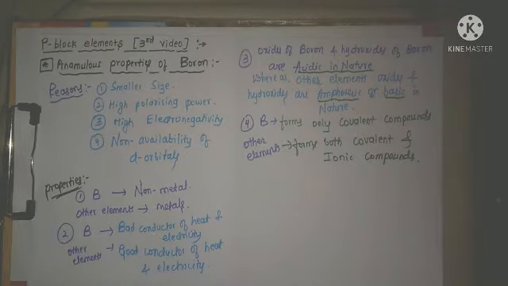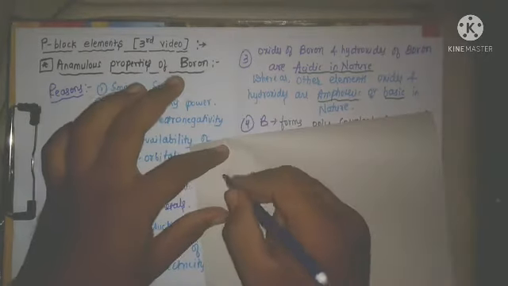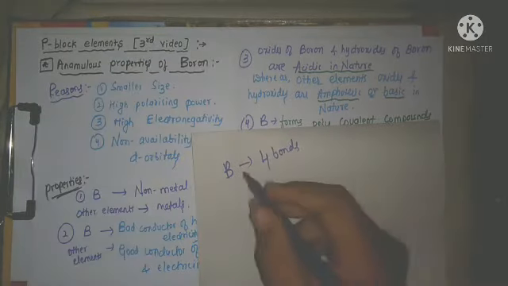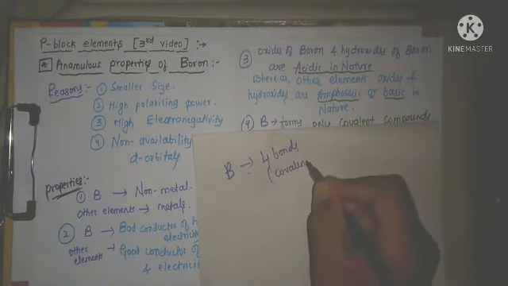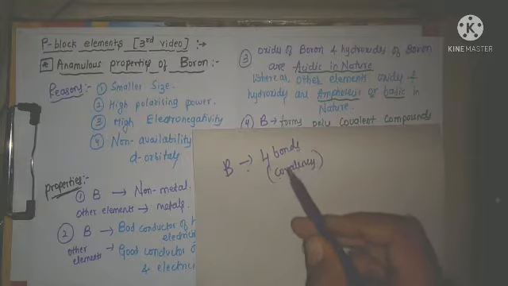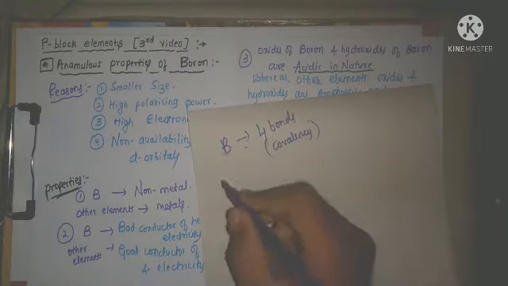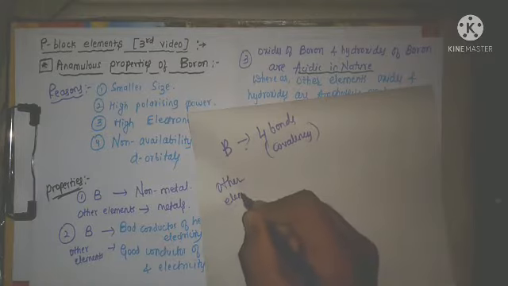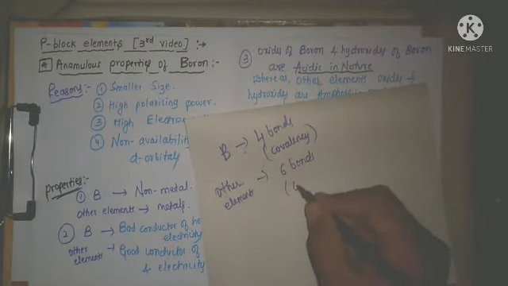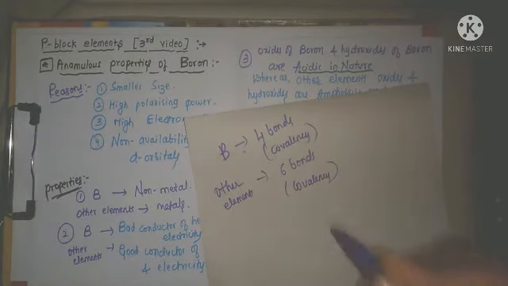Next we will go for the fifth one. If you check maximum covalency, boron can form a maximum of 4 bonds. The capacity of an atom to form the maximum number of covalent bonds is called covalency. It can form a maximum of 4 covalent bonds, therefore its covalency is maximum 4. Whereas other elements can form up to 6 covalent bonds, so the maximum covalency of the other elements is 6.